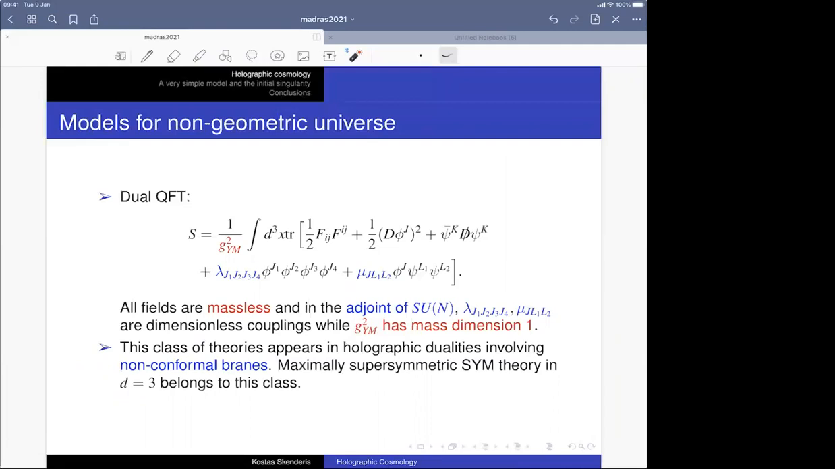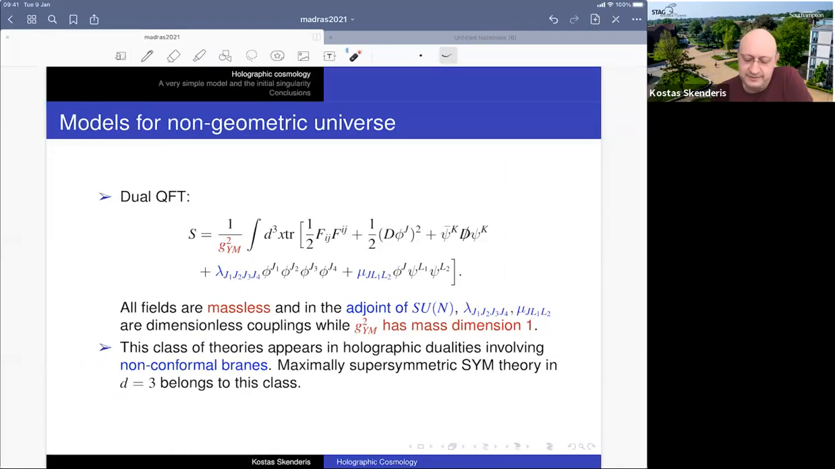Another thing is, is it important that such theories do not have a mass term? It is very important they are massless, because otherwise the power spectrum would not be correct.